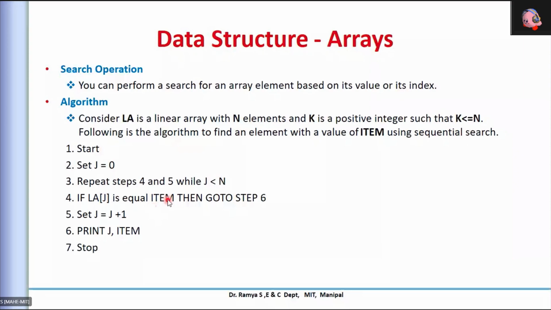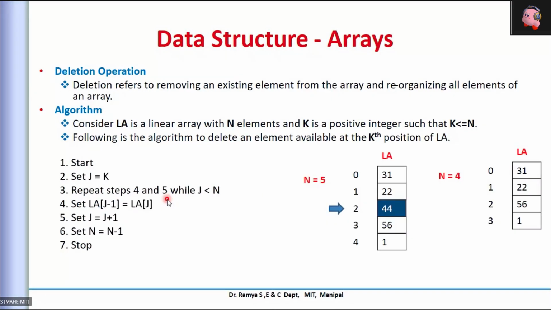Say for example, in the previous case, I want to search for an element with the value 1. Wherever I find it, I want to print the index of that. Let there be a program. Then how should I do that? And this is my item. The value of that item is equal to 1 now.